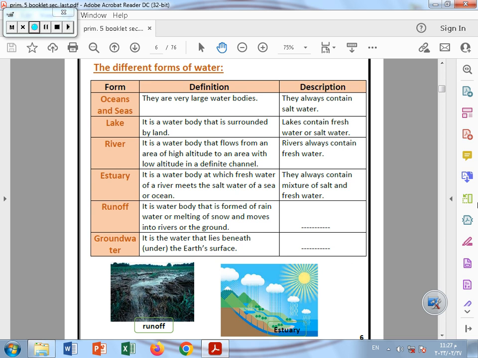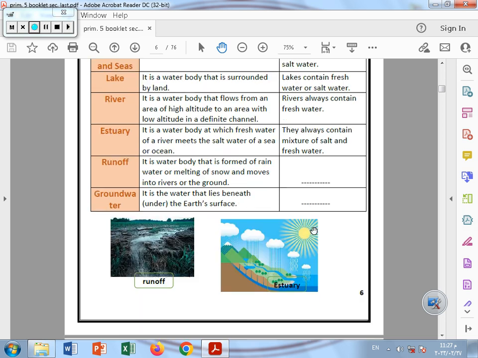We have a new water body which is called an estuary. The estuary is a water body where the fresh water of a river meets the salt water from the sea or ocean. As we see in this picture, the river is going to meet the sea at this point. The river contains fresh water, the sea contains salty water, so this point where we can find the mixture of salt and fresh water is called an estuary.